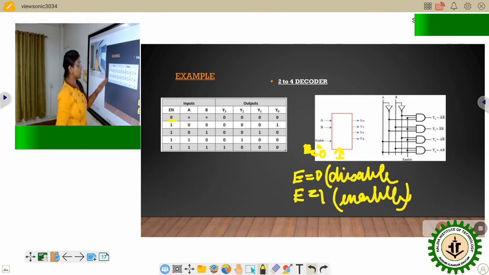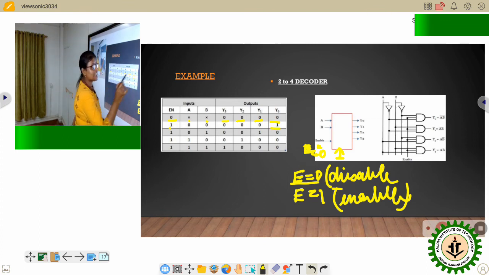A and B are not getting any inputs, and the output will be 0 because the inputs are cross and the enable is also 0. Means the enable is 0, so the whole circuit will be disabled. So the outputs will be 0, 0, 0, 0. There are 4 outputs, that is Y3, Y2, Y1 and Y0. Next, when the enable is 1, we are putting inputs as 0, 0. So when the enable is 1 and the inputs are 0, 0, we are getting 1 in the Y0 part, and all the other outputs will be 0.